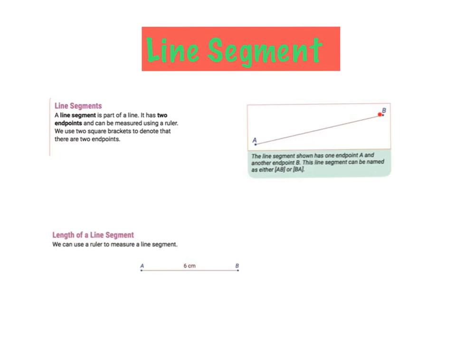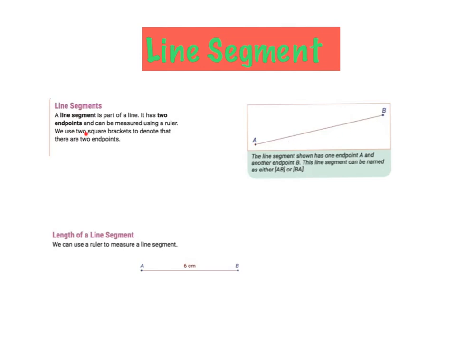A lot of people get really confused between a line and a line segment. So the line has an infinite amount of points and it goes on in both directions. A line segment has two endpoints, okay? And it can be measured using a ruler. We couldn't measure a line because it goes on indefinitely. So this is an example of a line segment here, AB.